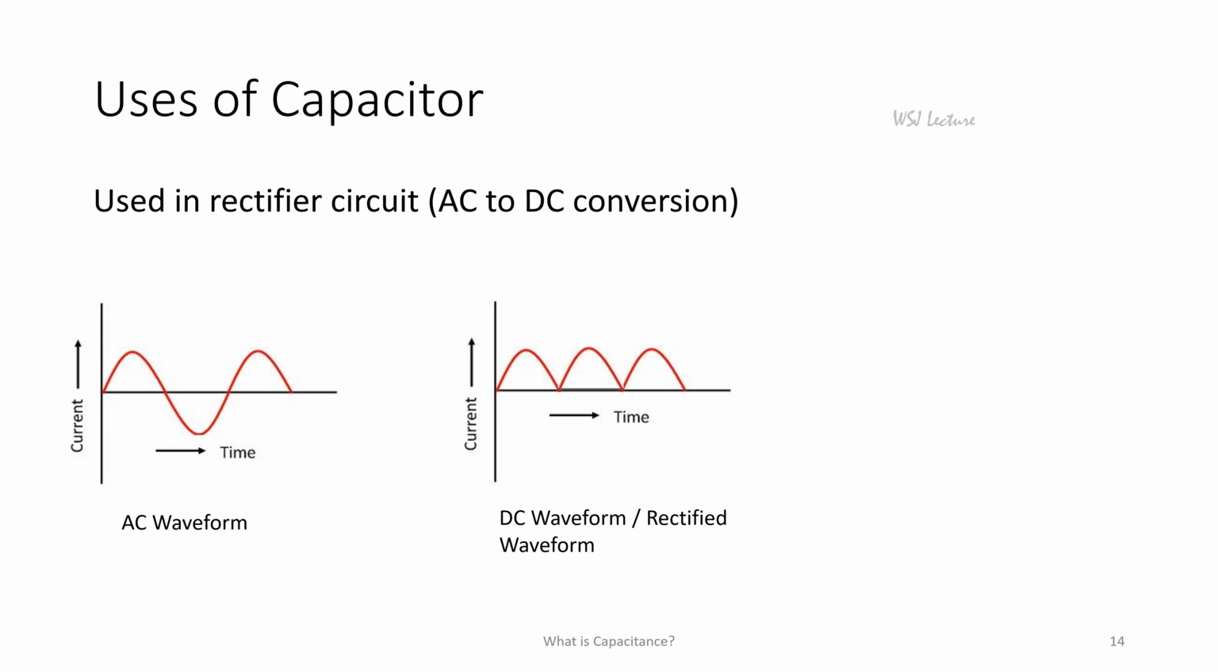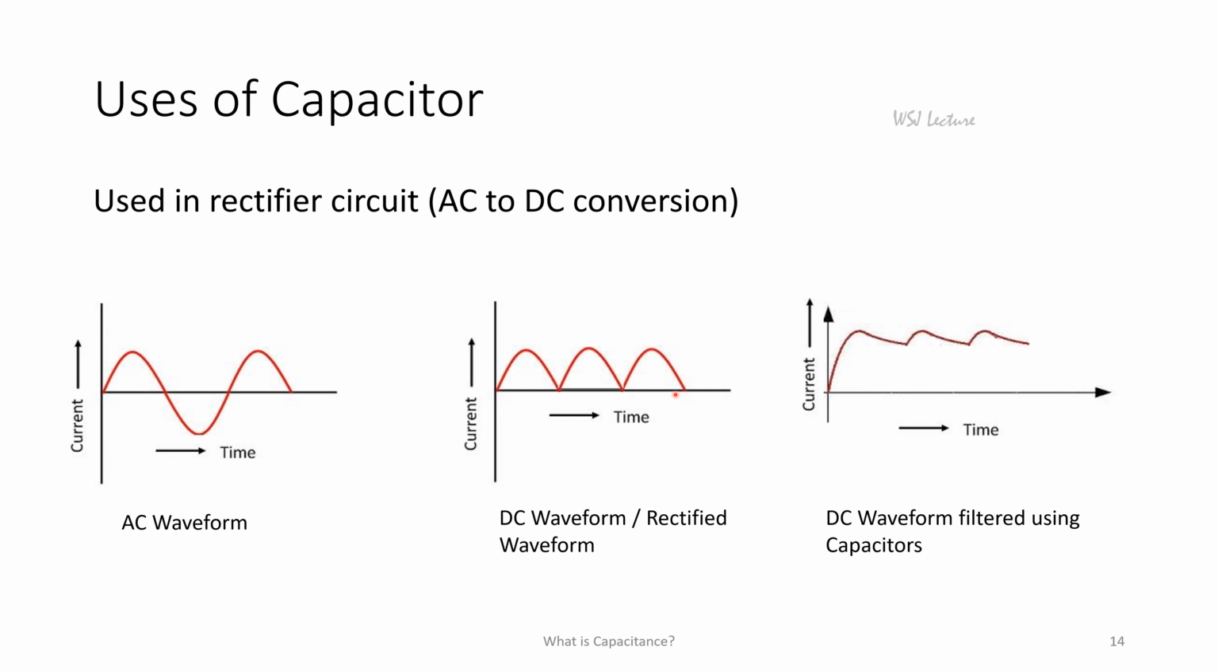To get the actual DC output, we'll use a capacitor to filter it. When we are filtering it, we'll get an output like this, that is, these ripples have been removed by the capacitor. So using the capacitor, you can filter the DC output. That is, you can remove the noise and we'll get the actual output. This is another example of the capacitor's application.